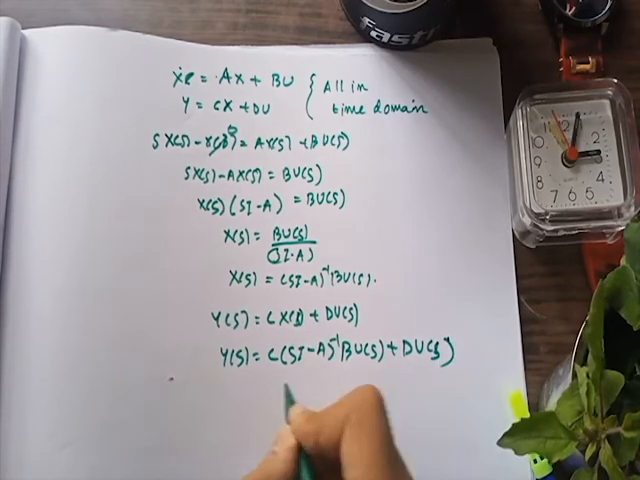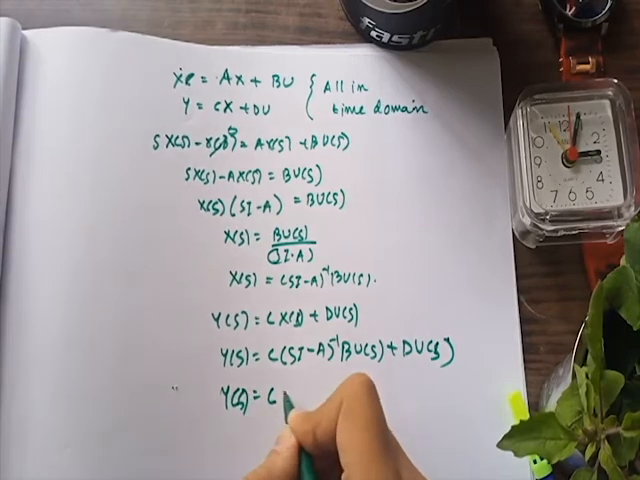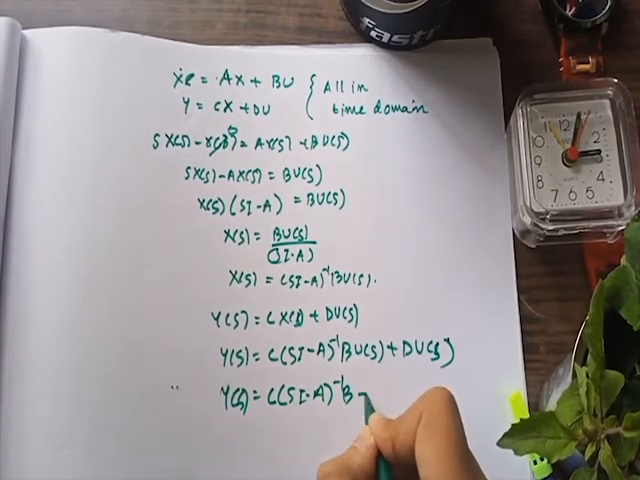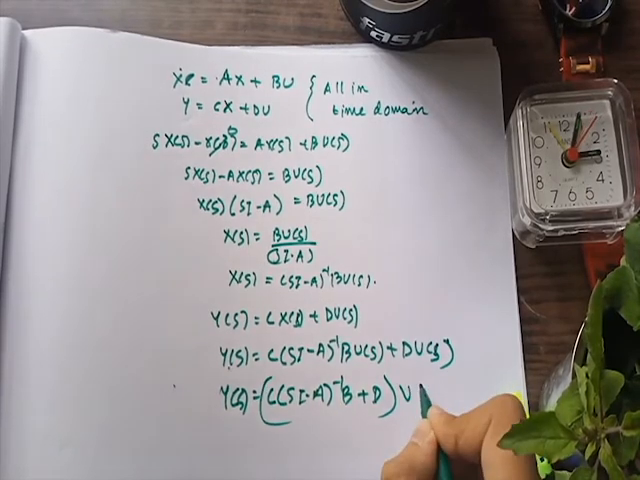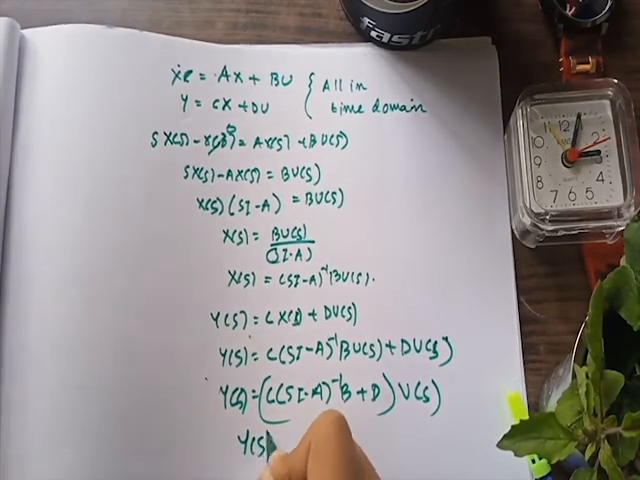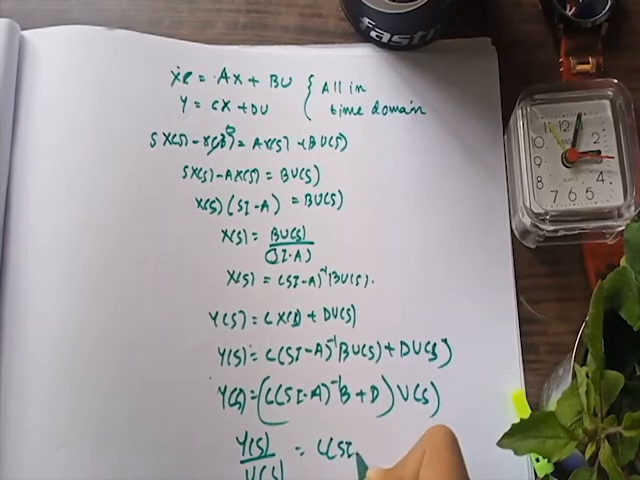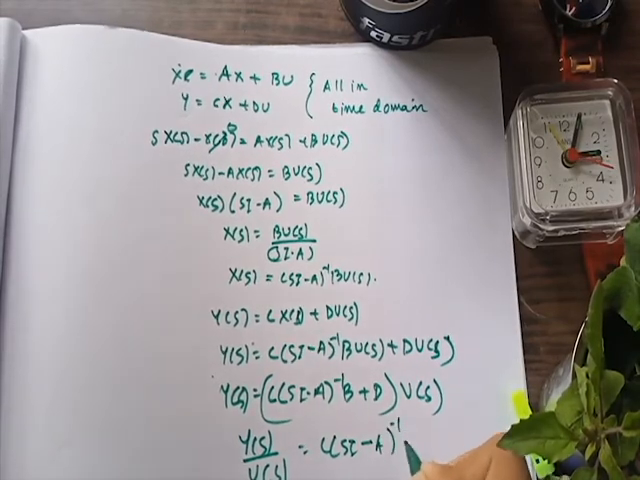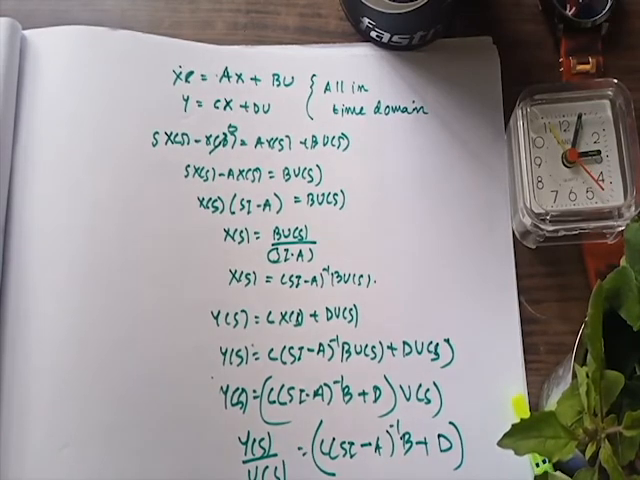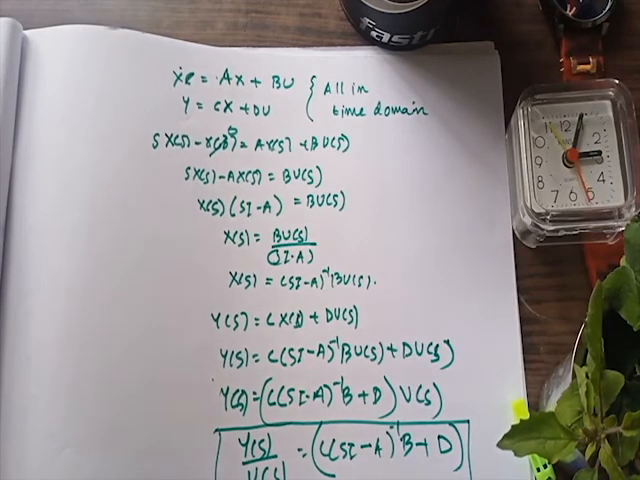If we take u of s common, then we will have y of s equals C times (sI minus A) inverse times B plus D, in brackets, times u of s. And if we take u of s to the left hand side, we will have y of s by u of s equals C times (sI minus A) inverse times B plus D. So this is the expression of the transfer function if we derive it from the state equation.